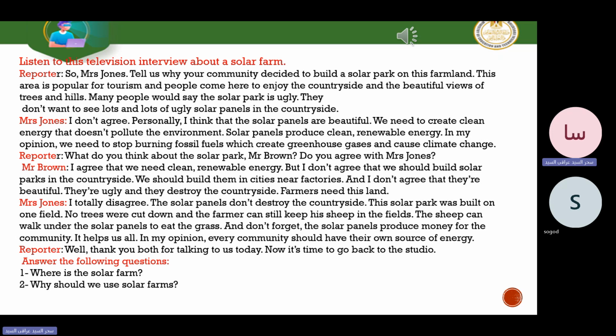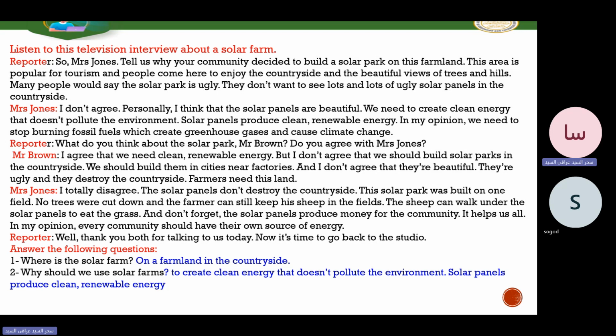Okay, let's check. Students' Book, Unit. For number 1, what is the solar farm? Of course, it's on a farmland in the countryside. Here, they told us it's on a farmland in the countryside. Why should we use solar farms? Why is it important to our environment to use solar panels?